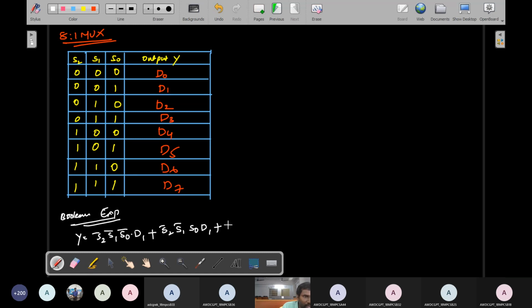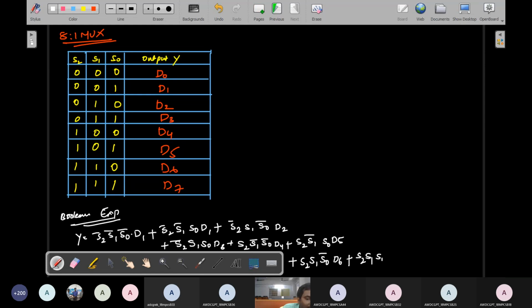And see, again what is the third one? S2 bar S1 S0 bar into D2 plus S2 bar S1 S0 D3 plus S2 S1 bar S0 bar D4 plus S2 S1 bar S0 D5 plus S2 S1 S0 bar D6 plus S2 S1 S0 D7.